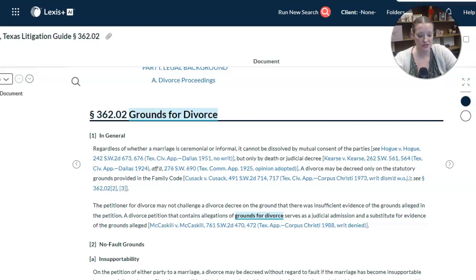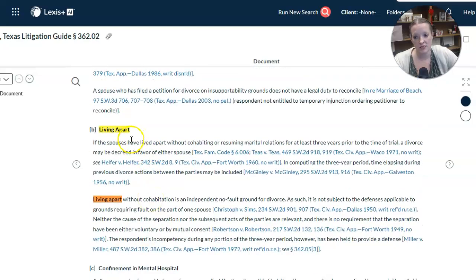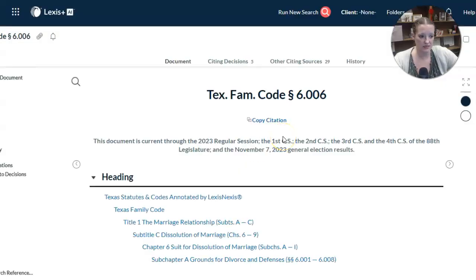The easiest way for me to do this is probably just Command F, and so that's what I'm doing here. I did Command F, living apart. So it takes us to that part of the discussion. And the question says, what is the statutory code section that's relevant? We see if the spouses have lived apart without cohabiting or resuming marital relations for at least 3 years, a divorce may be decreed in favor of either spouse. And then here we see our statutory code section. So our relevant section here is the Texas Family Code, section 6.006.